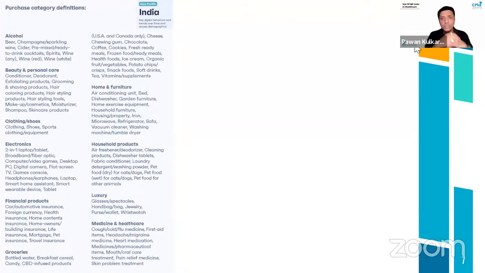So this was another important data point which I recently found. This is GWI, that is Global Web Index. They did a survey related to India, with almost 25,000 people, about their perception, their mapping, and their purchase habits and behaviors related to alcohol, beauty care, clothing, electronics, financial products, groceries, medicine, healthcare, luxury, household products, and home furniture. So it is covering practically everything which we normally use.